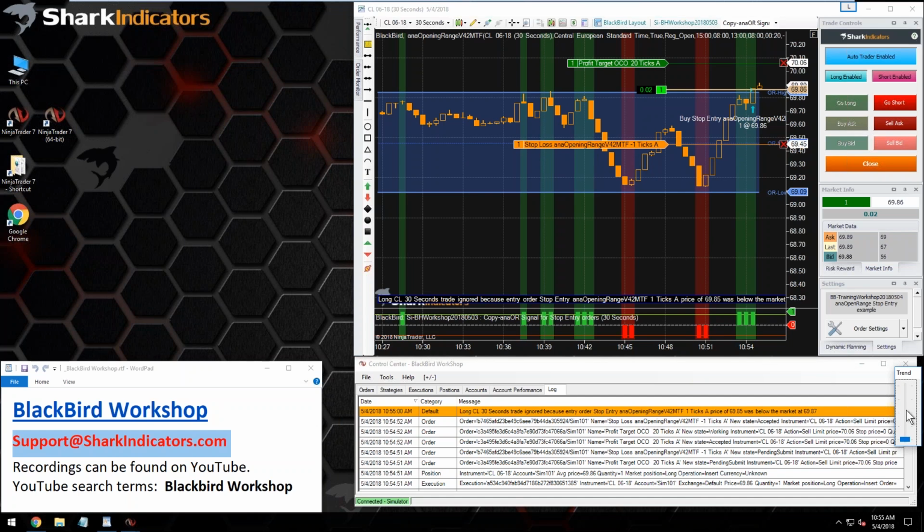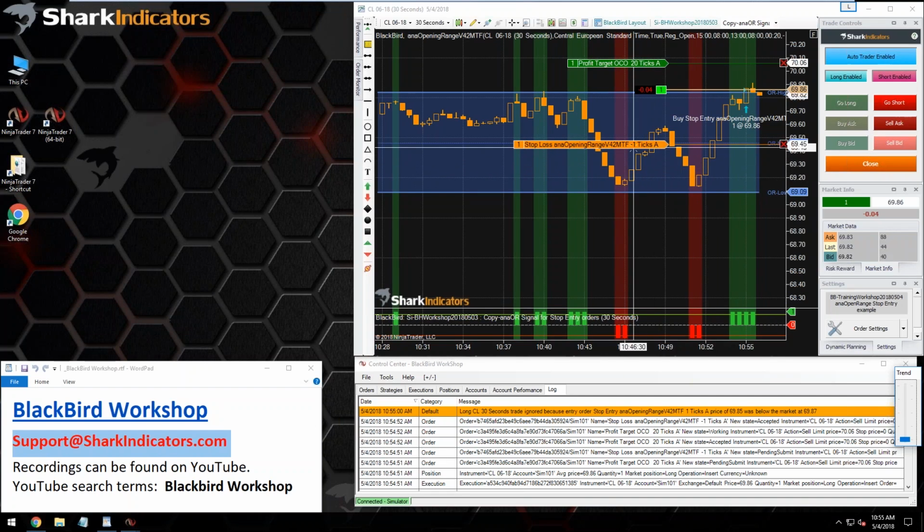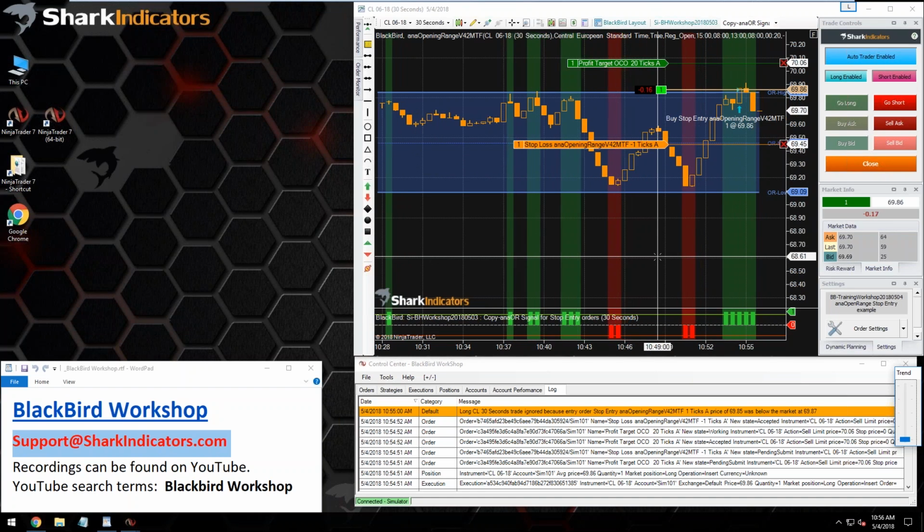All right, and let's see. I'll just pull the market down and generate a short entry and get that short entry filled, and make sure that the stop loss for that short entry is getting placed at the right spot as well, which I'm sure it will be since the long is working.